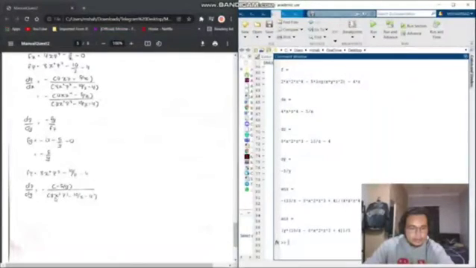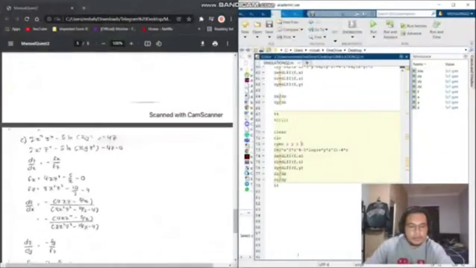Okay, but here the arrangement is messed up a bit. Here they bring it up, and then they arrange it like this, but the answer is still the same. So that's all for question 2.